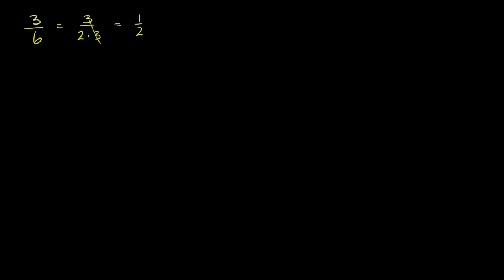Or, just to hit the point home, if we had 8 over 24. Once again, we know that this is the same thing as 8 over 3 times 8. Or this is the same thing as 1 over 3 times 8 over 8. The 8's cancel out, and we get this in lowest terms as 1/3.